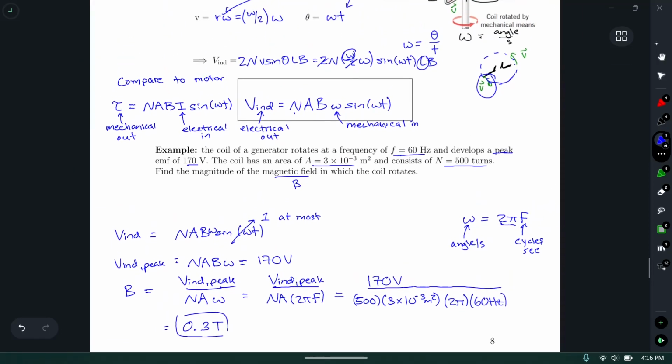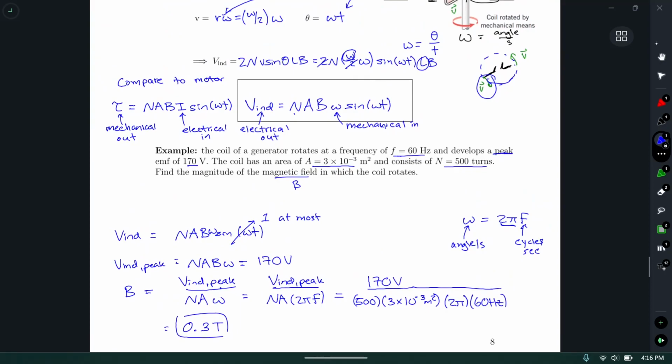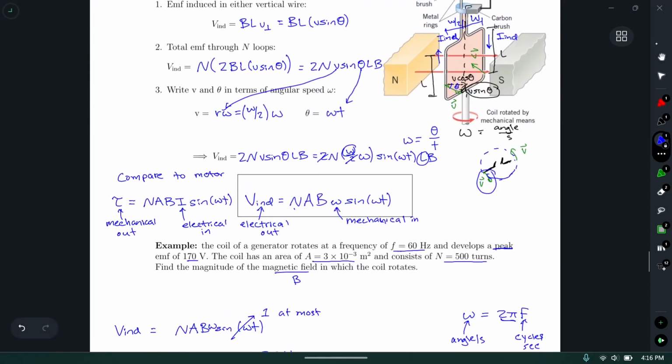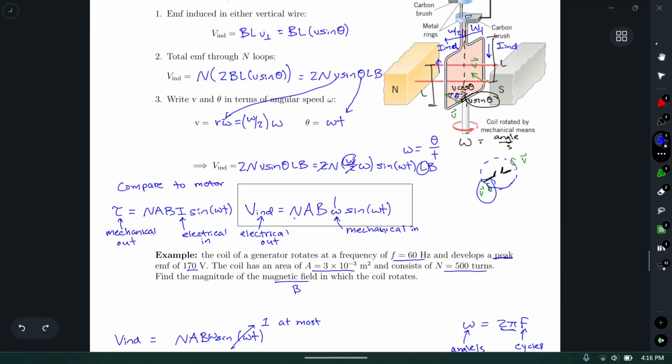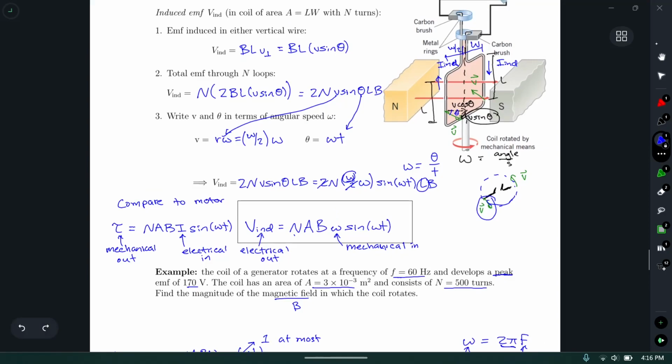So I want to show you that you can create a generator with a magnet and a loop of wire, and that the faster you rotate it, the larger this number omega is, the more induced EMF you will get. So the larger the induced current, so the larger the power generated. And if we have a light bulb attached to the generator, that's going to make the light bulb glow brighter. So let me pull that up.